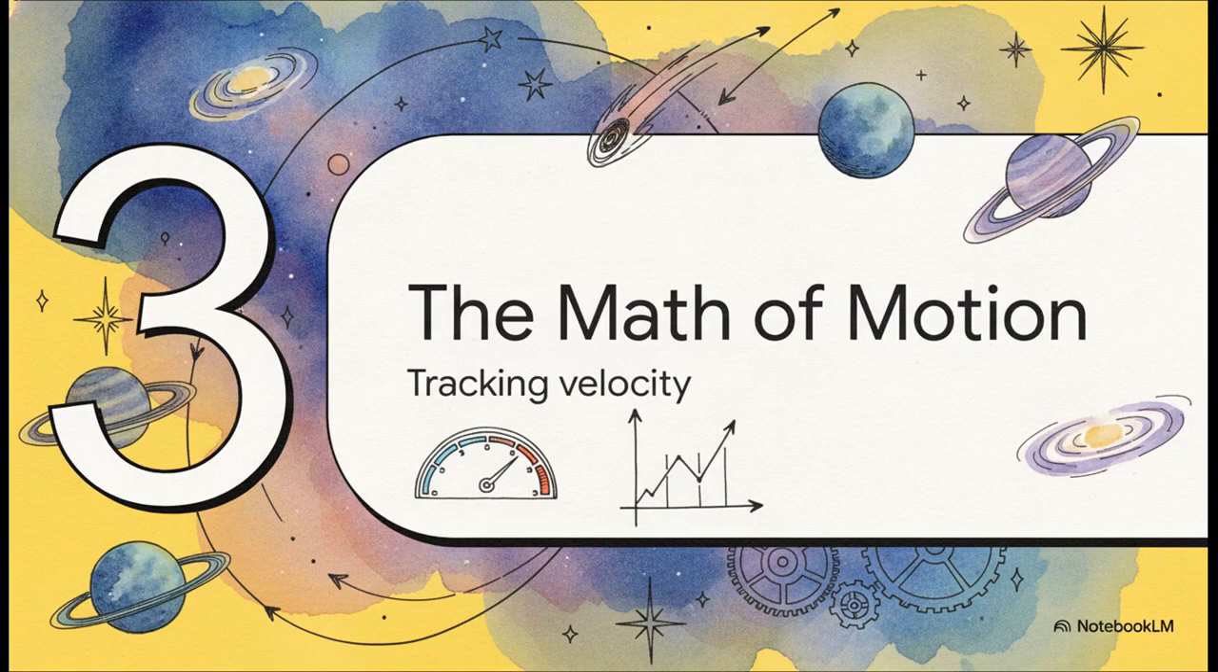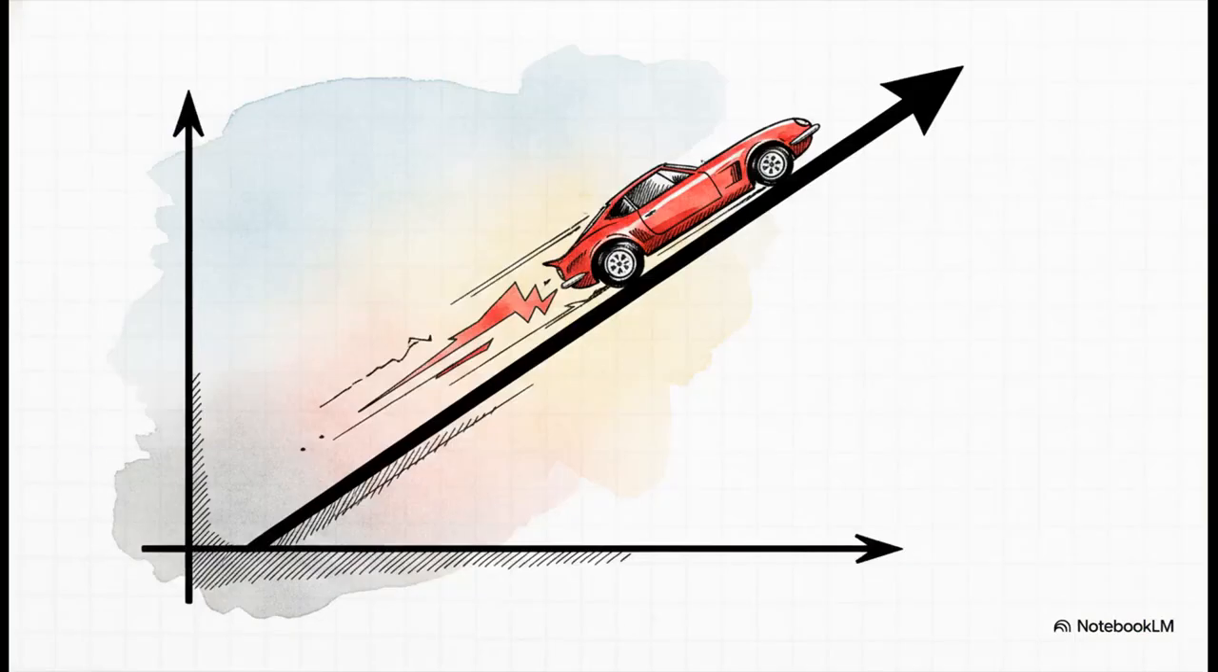And that brings us to Section 3, the math of motion. Motion always leaves a mathematical trail. We're asked, what does the slope of a velocity time graph represent?